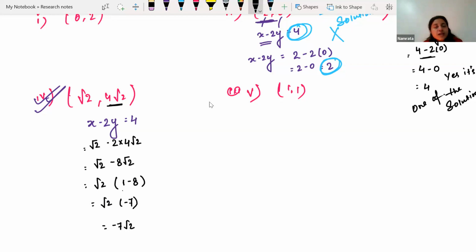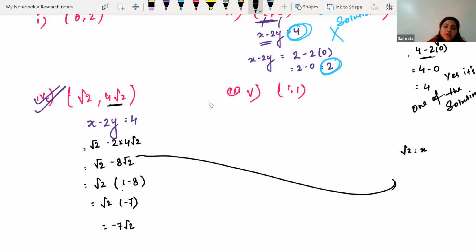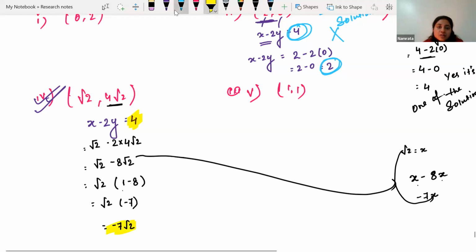You can also understand it in this way, that root 2 is just like x. So basically here we are having x minus 8x. So x minus 8x will be minus 7x, and instead of x we are having root 2. Okay, so this way we will be solving, and what we wanted to get, we wanted to get this 4, but we are not getting that 4, so we can say it's not the solution.